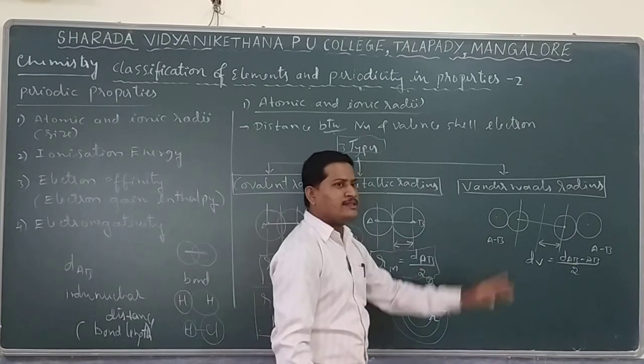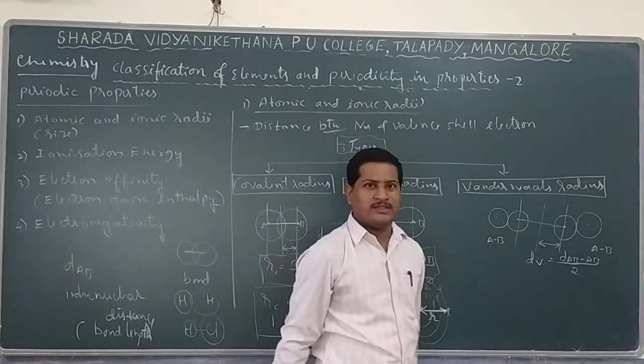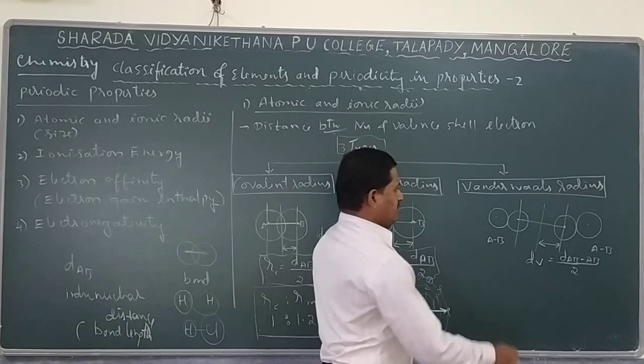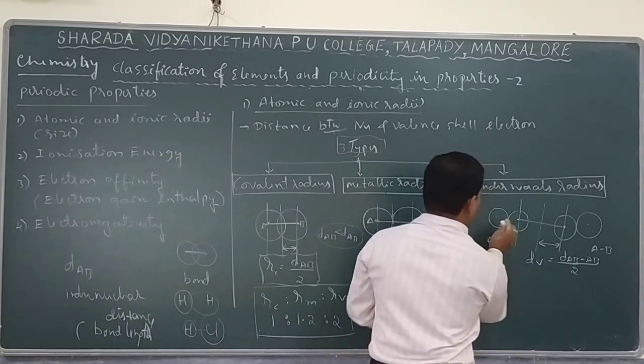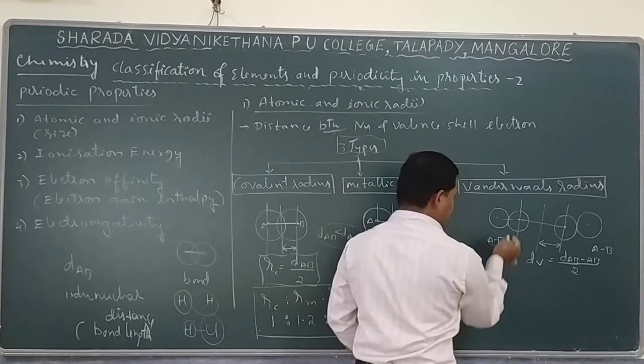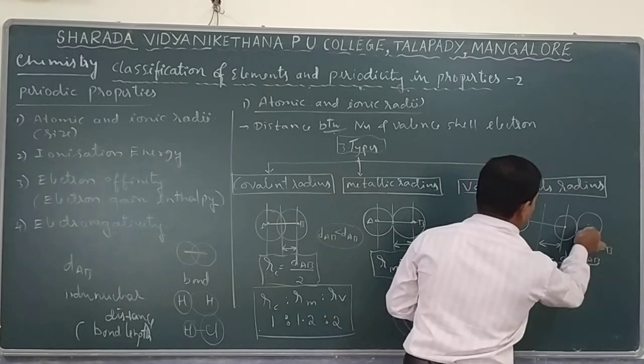But in the van der Waals radius, there is no bond present between the atoms. Here AB is one molecule. Their bond is there, but between these two AB molecules there is no bond.